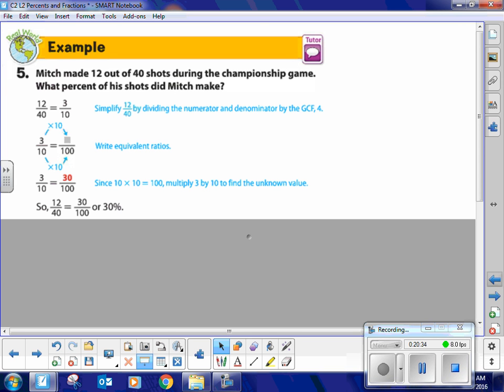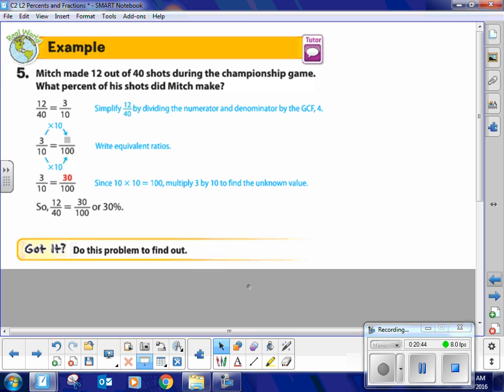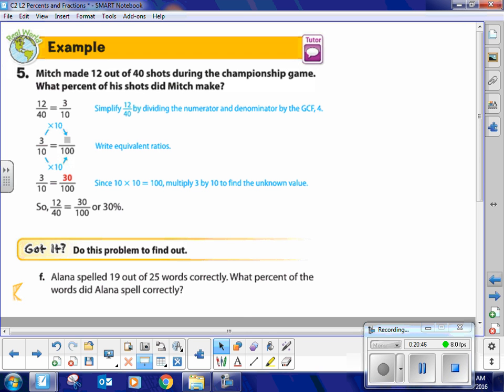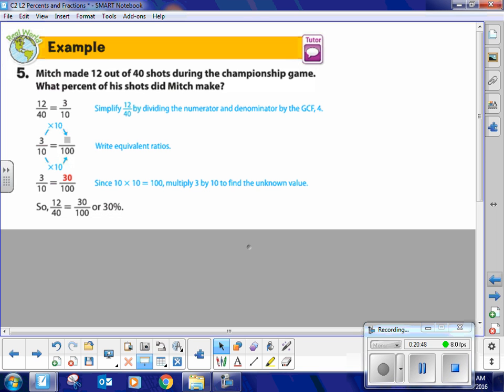And the definition of a percent is a number compared to 100. So all you have to do is take that 30, pull it out by itself, and write 30%. Ta-da! I would have done it like this.